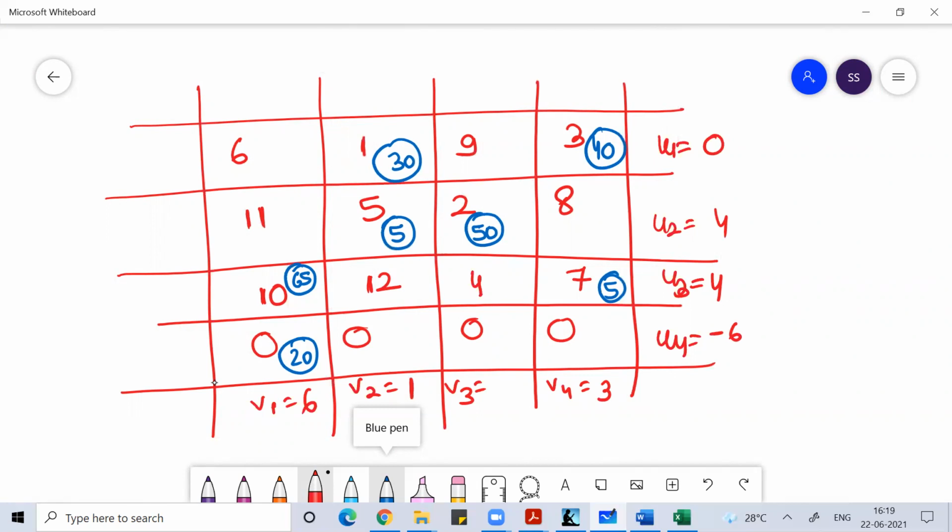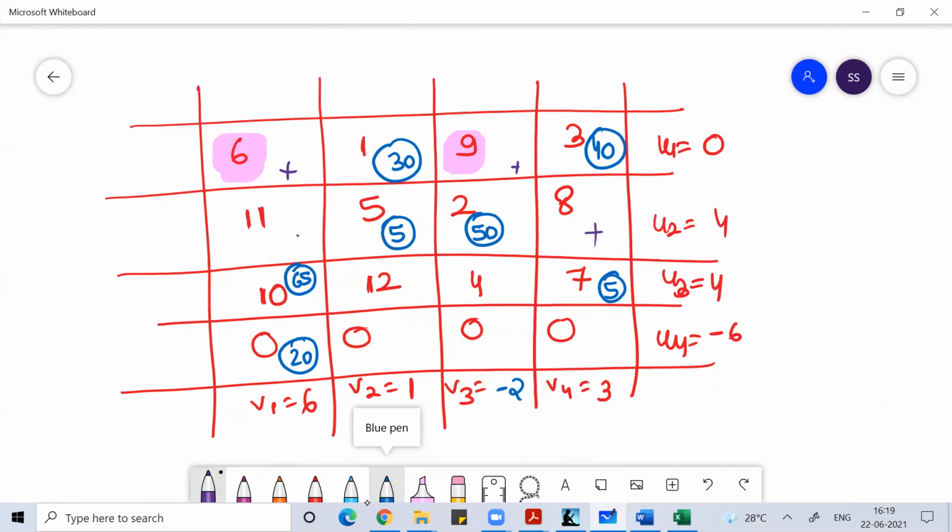So we'll check the test of non-degeneracy, that is, total number of allocations is equal to m plus n minus 1. Then non-occupied cell, this is 6, 0. Then this is U3 value, this is minus 2. So then this is U1 plus U3, that is minus 2. 9 minus minus 2, positive, positive, positive. Then this is 7, positive.